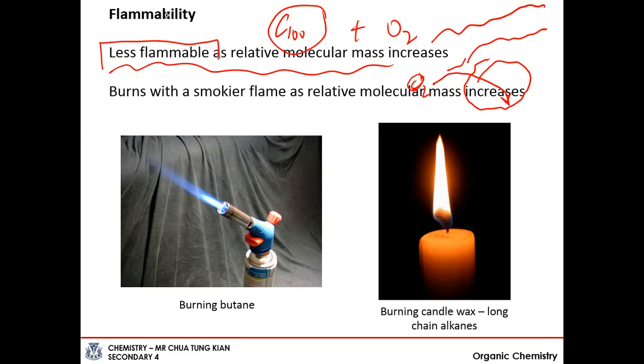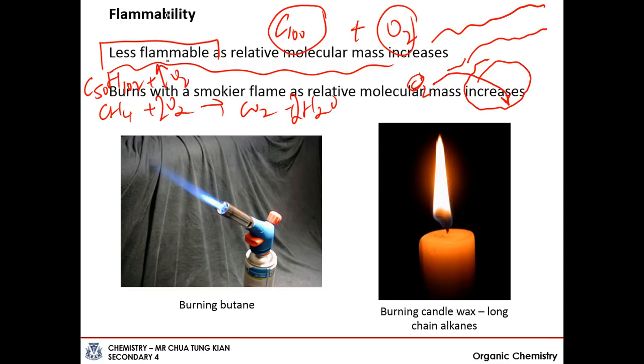And in the event that it burns, you need a lot more oxygen to burn this thing completely. So let's say we have methane, CH4 plus O2, giving CO2 plus H2O. So to burn 1 mole of methane, we need 2 moles of oxygen. If I increase this to C50, H 50 times 2 plus 2, 102, I will need a lot more oxygen. So as a result, it is harder for complete combustion to take place. So during incomplete combustion, we have soot that is formed. Soot is carbon, and this gives rise to the smokier flame.